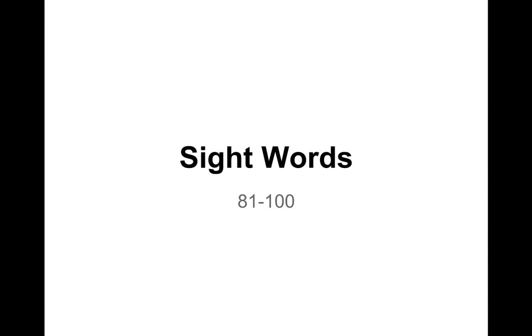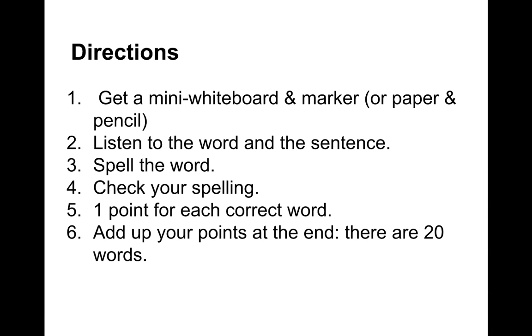Sight words 81 through 100. Directions. Get a mini whiteboard and marker or paper and pencil. Listen to the word and the sentence. Spell the word. Check your spelling.